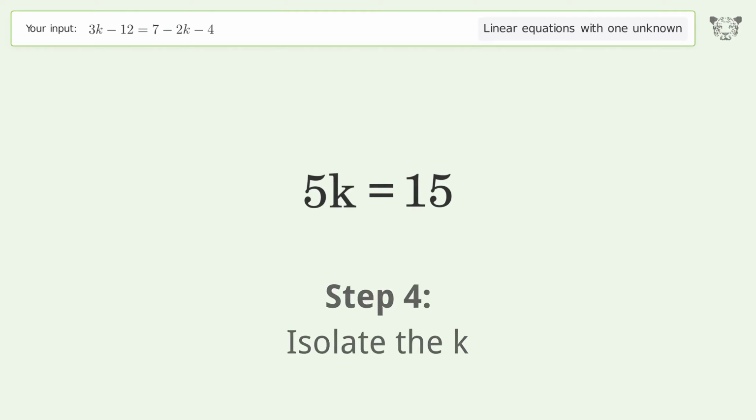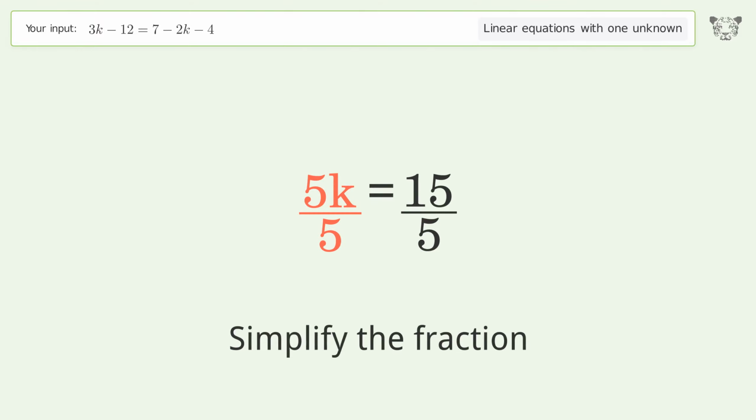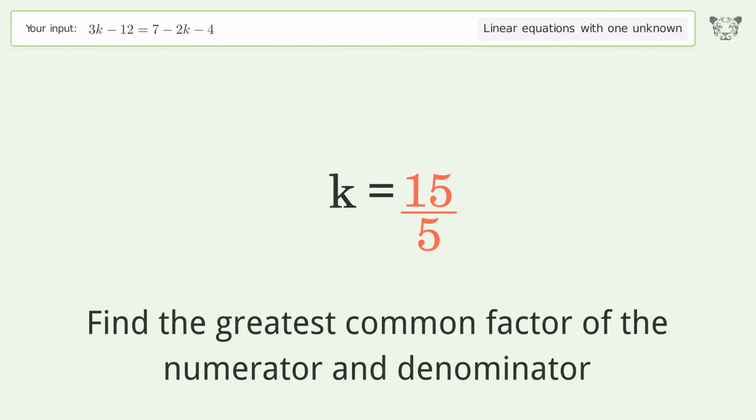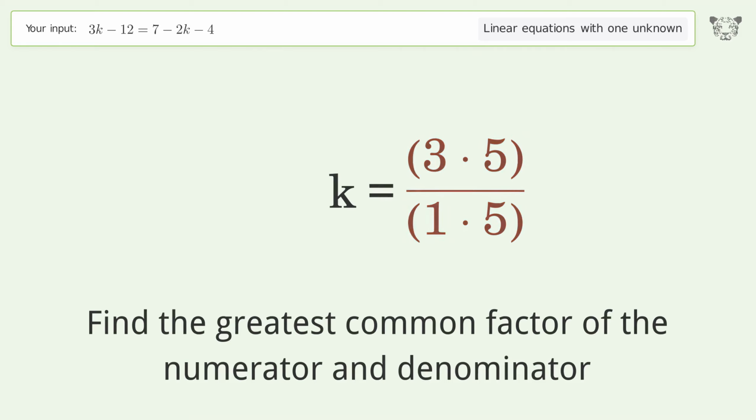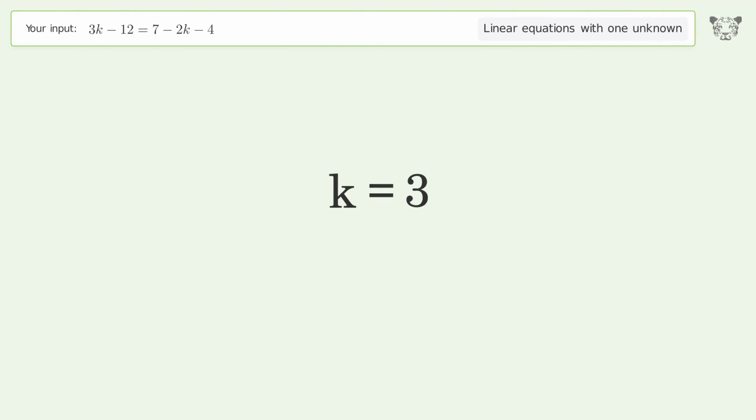Isolate the k. Divide both sides by 5. Simplify the fraction. Find the greatest common factor of the numerator and denominator. Factor out and cancel the greatest common factor. And so the final result is k equals 3.